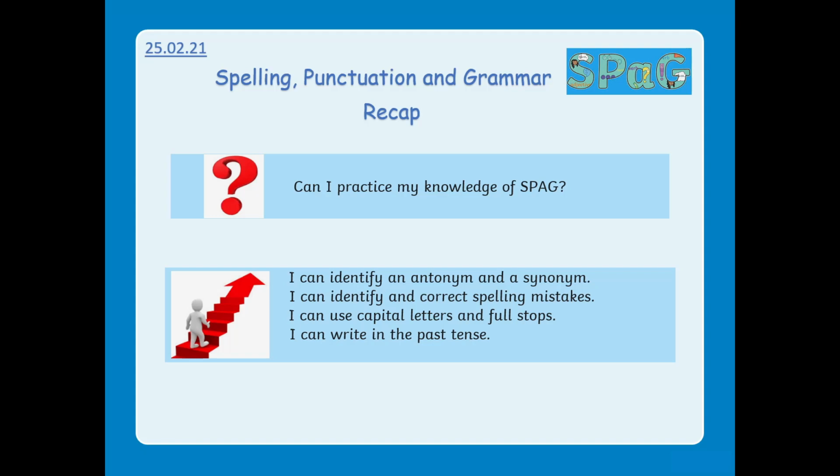And your steps to success are, I can identify an antonym and a synonym. I can identify and correct spelling mistakes. I can use capital letters and full stops. And I can write in the past tense.